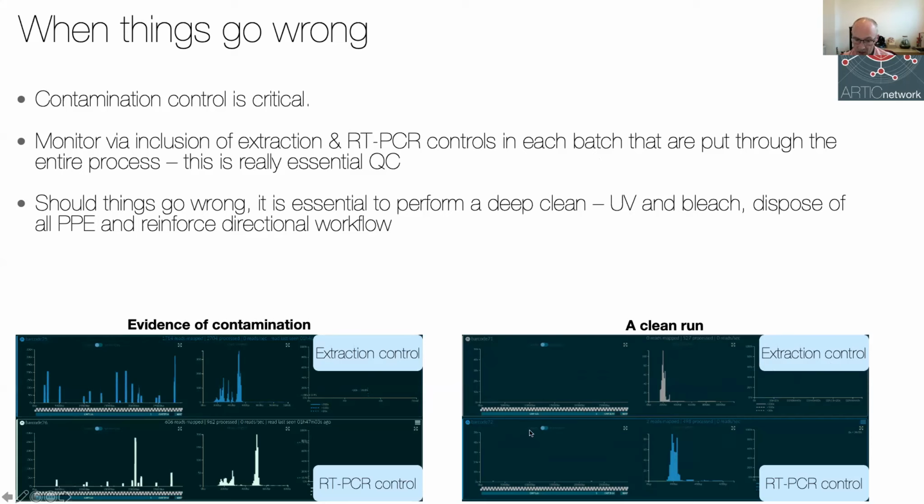And when we look at the RT-PCR control, again, in this case, we have 2 reads mapped, which is well below our threshold. Anything above 20 reads mapped anywhere in the genome, we would fail the run and repeat the whole process. And here's an example where we have a failed run, where we have evidence of contamination. You can see clear evidence of reads across the genome in our extraction control and the RT-PCR control. And in this instance, this particular batch of samples was re-extracted at source and passed.